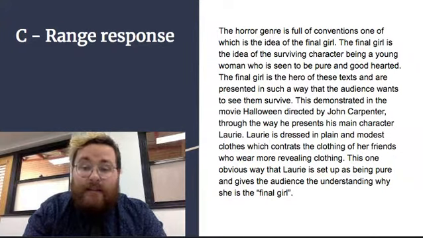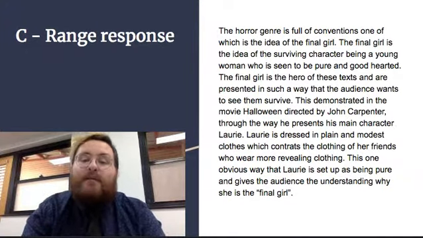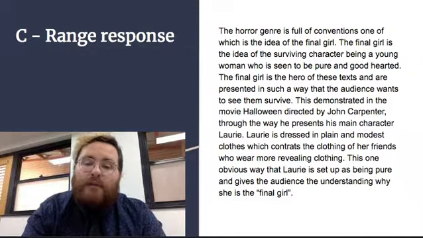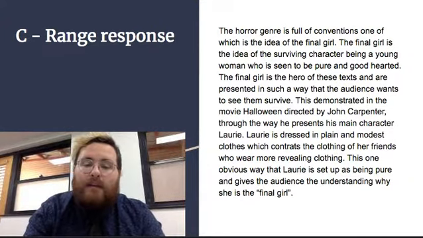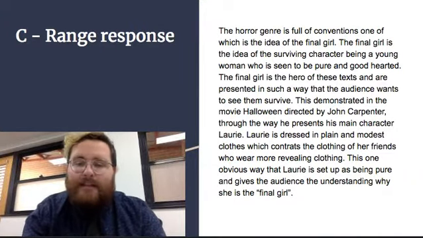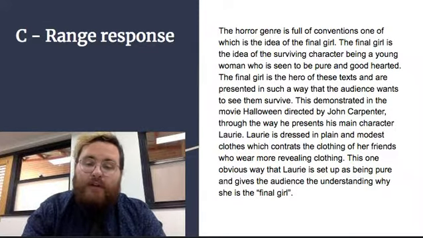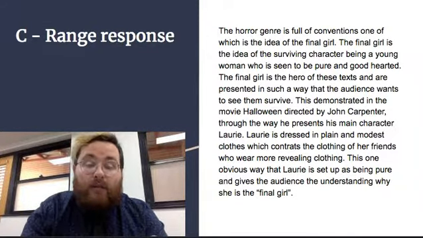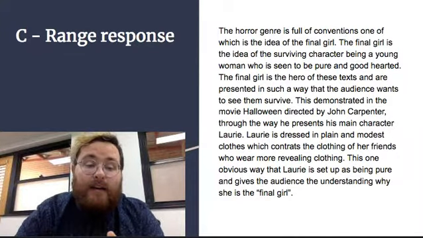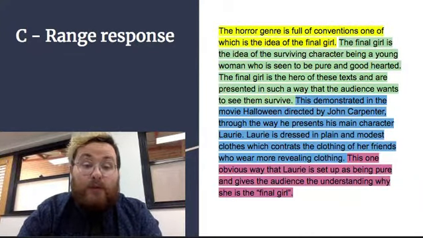This is demonstrated in the movie Halloween, directed by John Carpenter, through the way he presents his main character, Laurie. Laurie is dressed in plain and modest clothes, which contrast the clothing of her friends who wear more revealing clothing. This is one obvious way that Laurie is set up to be pure and gives the audience the understanding of why she is the final girl. So this paragraph, which I should have edited, by the way, follows a traditional PEEL structure.